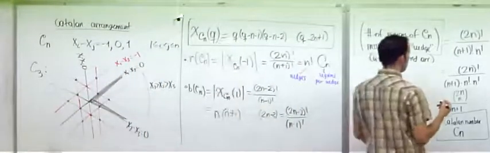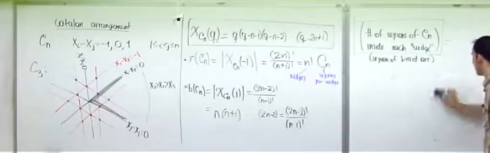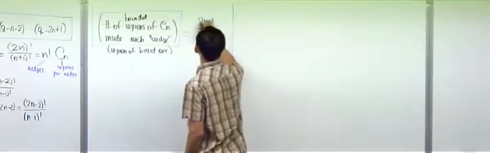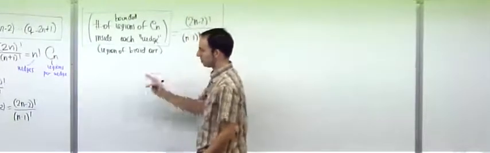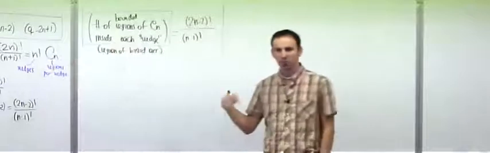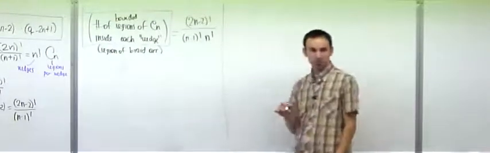And now let's compute the number of bounded regions in each wedge. So I'll insert the adjective bounded here, and then I'm going to divide this number, (2n minus 2) factorial over (n minus 1) factorial. That's the number of regions. And now I divide by the number of wedges to get the regions per wedge. Okay. So I get this.